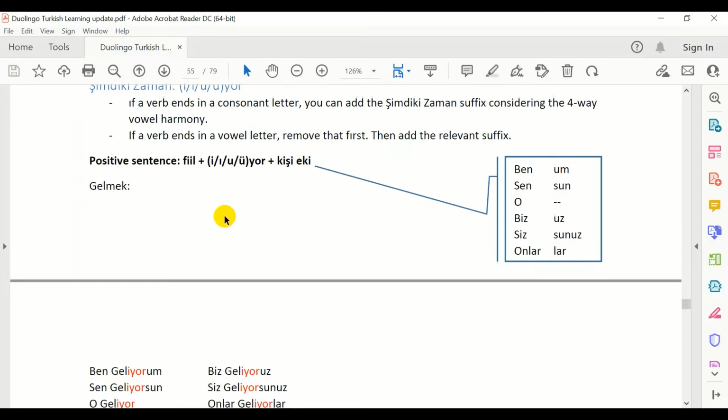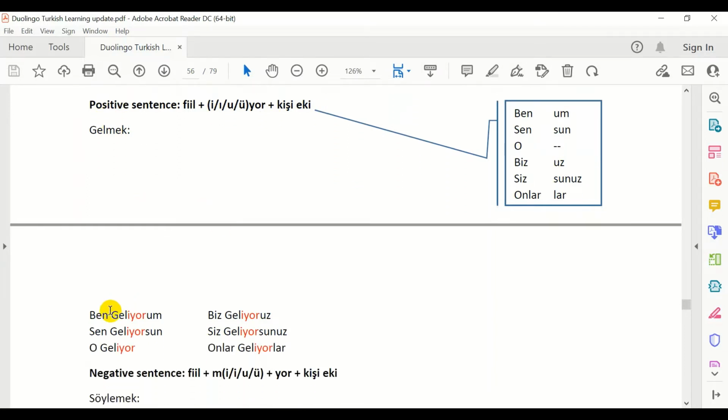For example, the verb gelmek. Gelmek means to come. Here see, ben geliyorum. Gel, the root form of the verb. So after that you have added the suffix -yor, and after that you have added the personal suffix. Ben geliyorum, I am coming. Sen geliyorsun, you are coming. O geliyor, he or she or it is coming.